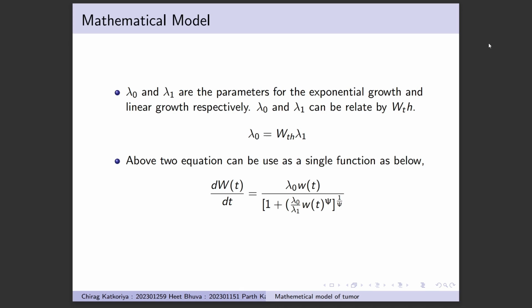The above two equations can also be used as a single function, and in this single function, when the tumor mass is less than the threshold tumor mass, the term in the denominator is negligible compared to 1, and hence the growth becomes exponential. And when the tumor mass is greater than the threshold tumor mass, 1 becomes negligible, and therefore after 2 or 3 steps of mathematical calculation, we can find that the tumor follows the linear model.